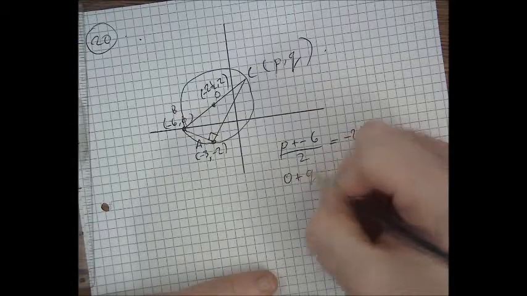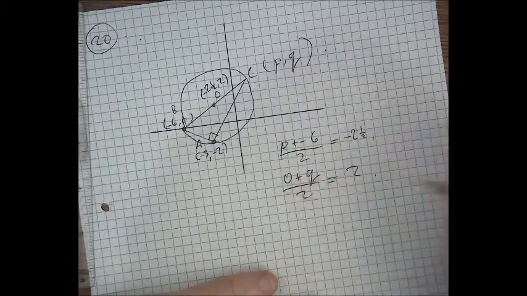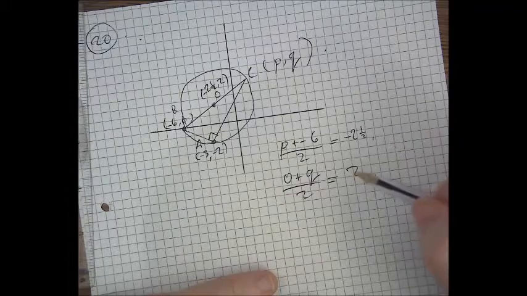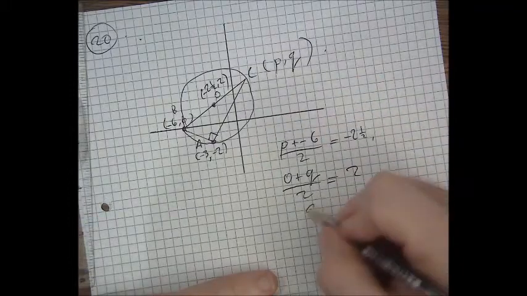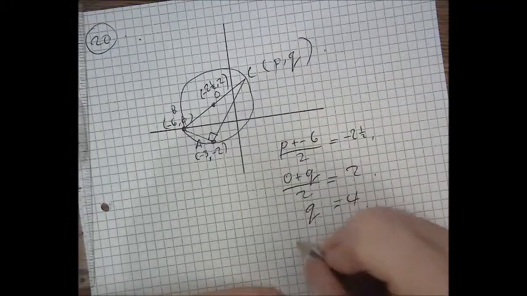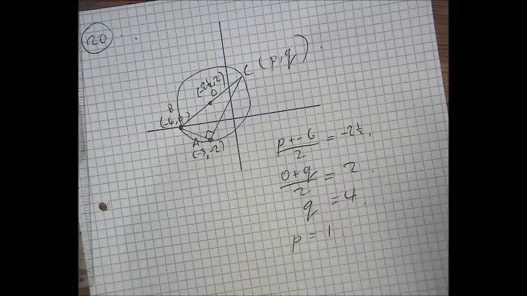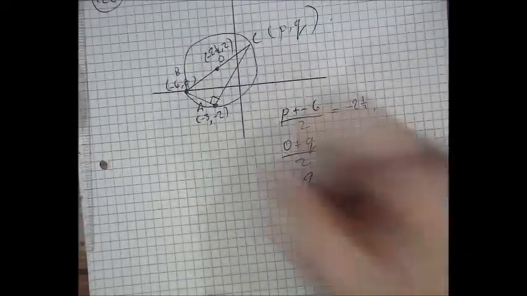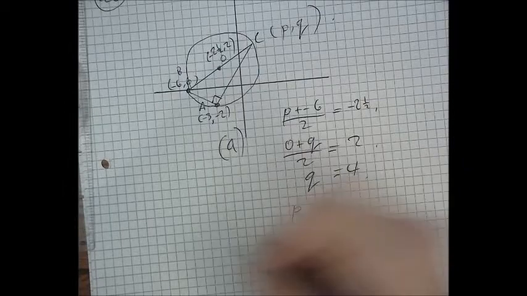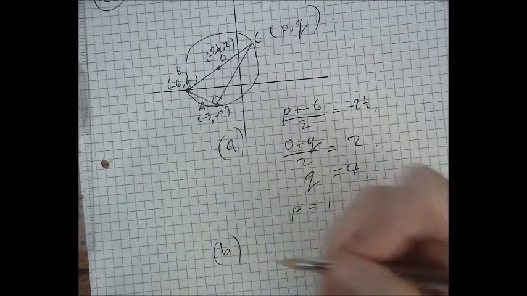0 plus Q over 2 has to come out as 2 because that's the midpoint. So therefore Q equals 4 and P equals 1. Just solving those equations. So that's part A. Part B, find the gradient of AB.